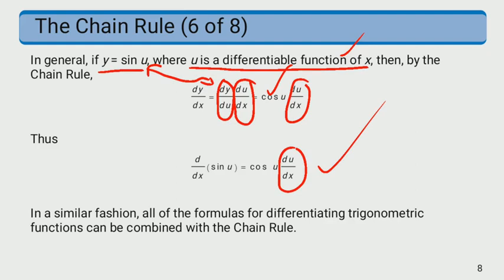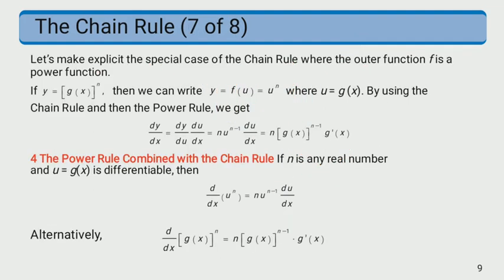And we can do a lot of functions, including quotients of trigonometric functions, products of trigonometric functions, and trigonometric functions raised to some power. So chain rule, this is chain rule. It's a very simple rule.